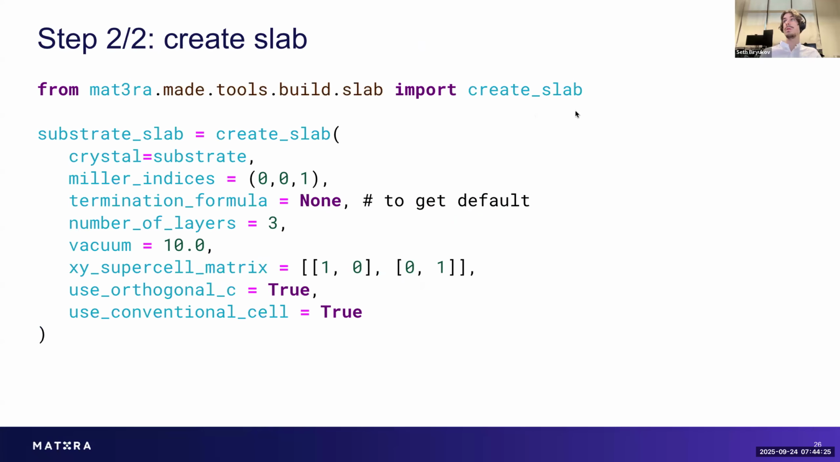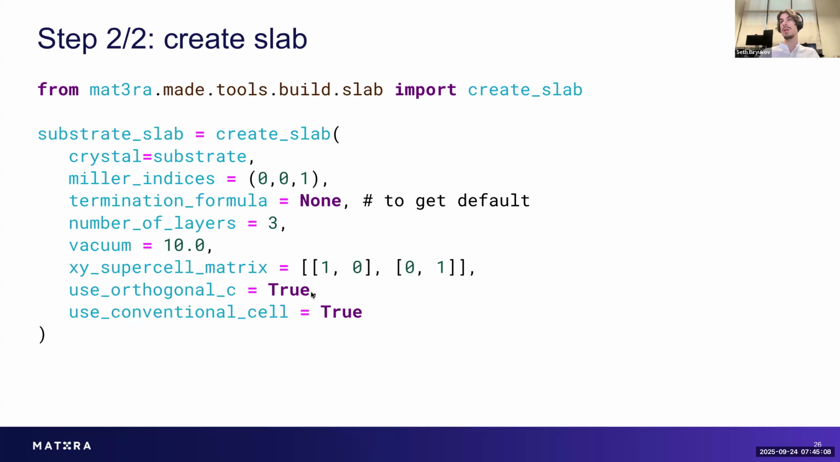Next step, we import the create slab helper function. We pass it the substrate, the bulk substrate that we've defined before, and then we specify familiar properties such as Miller indices. In this case, termination formula, if you know one. You can pass none or omit the field altogether to get the default termination. For example, for silicon, we have just one termination. Then we specify number of layers, which is provided in the number of unit cells, you specify vacuum, and then the properties for the builder parameter.